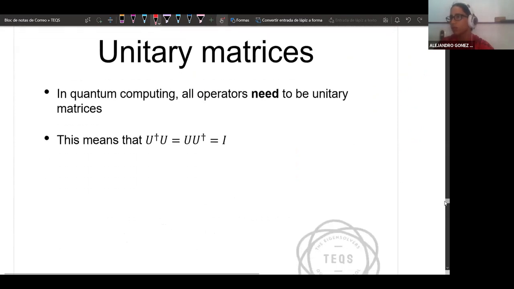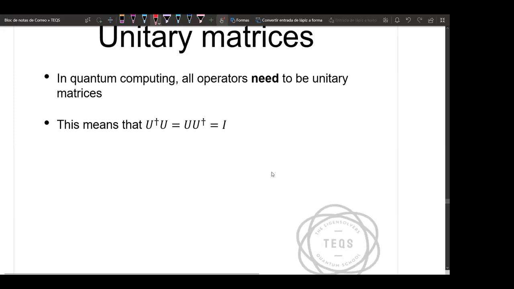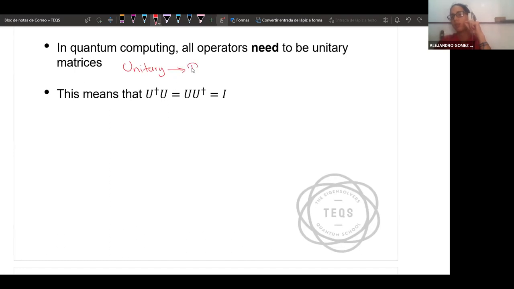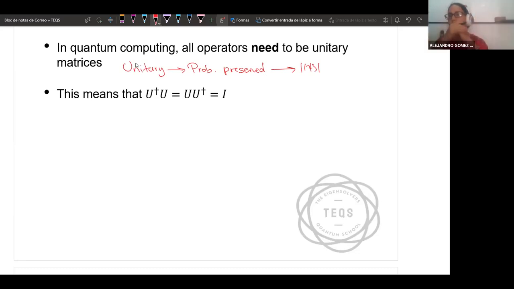So now I told you that there's a definition for unitary operators or unitary matrices. And this is the slide. So in quantum computing, all operators need to be unitary matrices because the transformations have to preserve the probability interpretation. And if the probability interpretation is preserved, then the norm or the magnitude of the state is unchanged. That's why we need unitary.